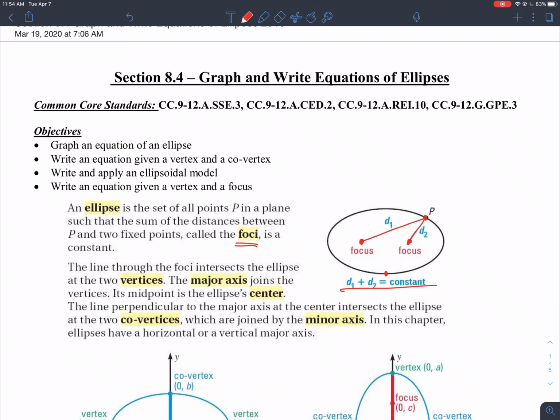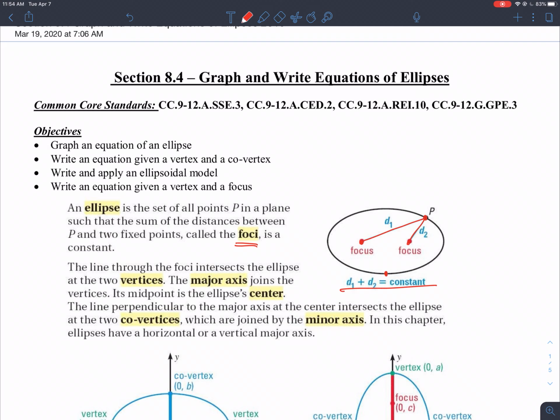And then the midpoint is the ellipse's center. So from here to here, this is the midpoint. Okay, the center of the ellipse is the midpoint. In other words, this distance is the same as this distance, and that distance is called A.